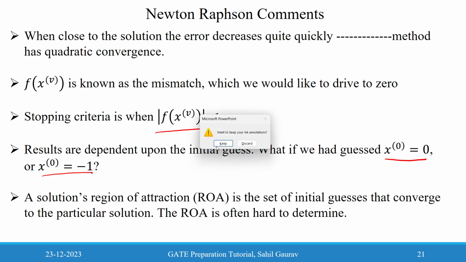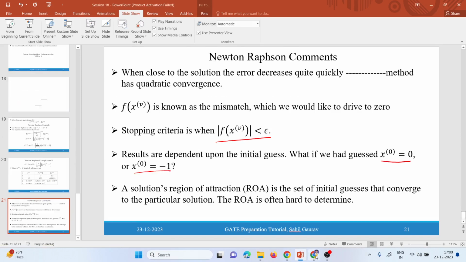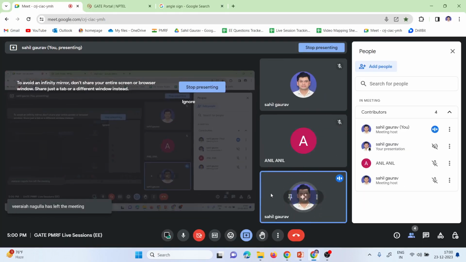So this is all about today's class. We will discuss more about the Newton-Raphson method for multiple variables, and we will also see the application of Newton-Raphson in the load flow expression. We will complete the first part in the next class. It will take time because it has very complex expressions, so it will take time to cover this Newton-Raphson load flow method.